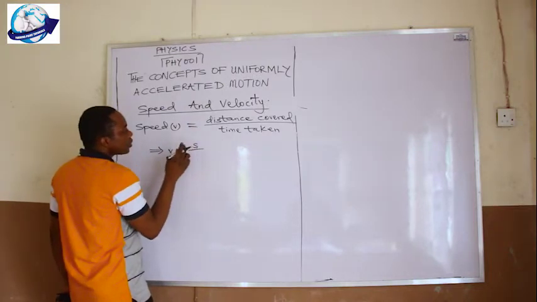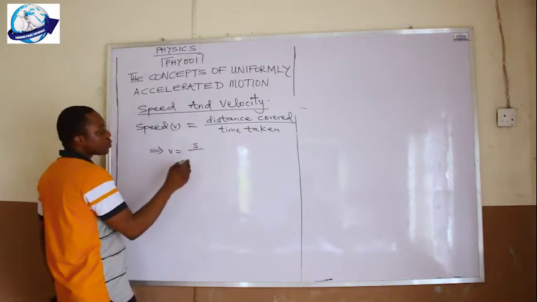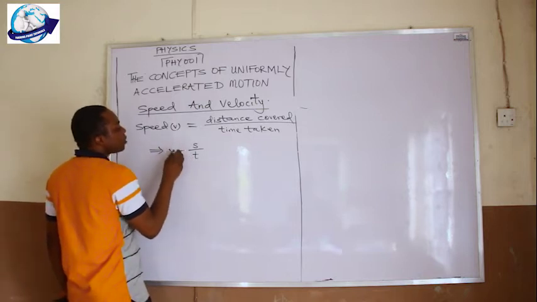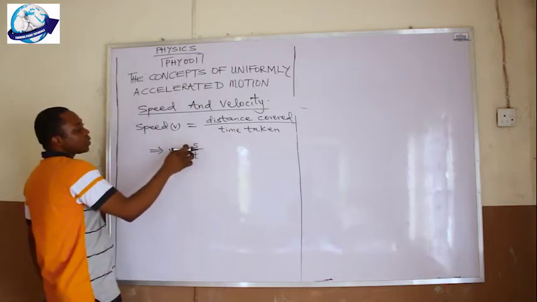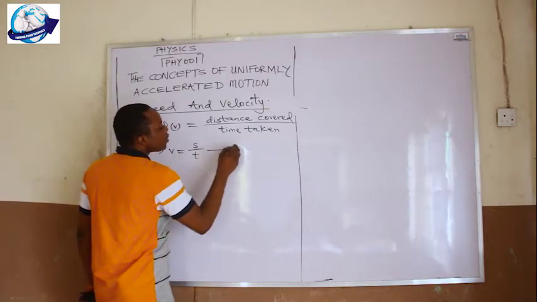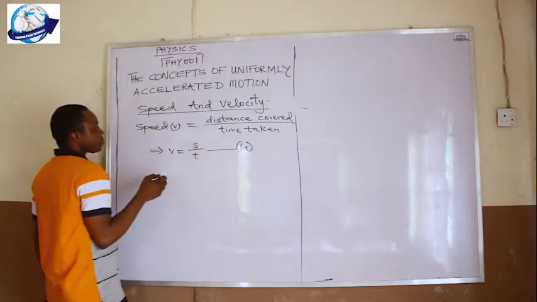Now distance s all over time, and time is represented by a small letter t. So we can write that speed is distance covered s all over time taken t. Let's assume this is equation 1a.